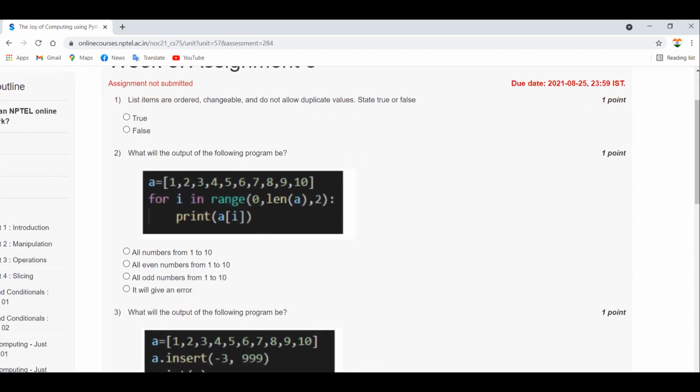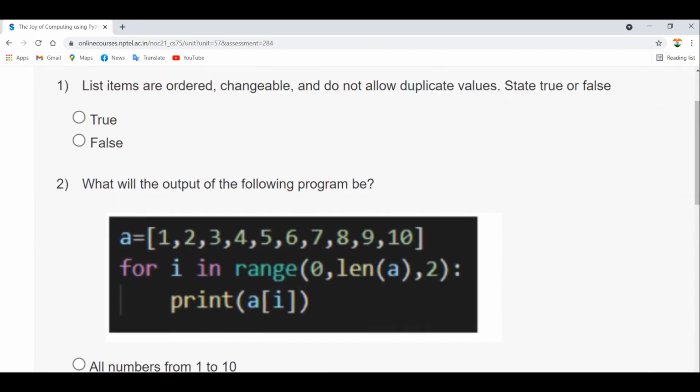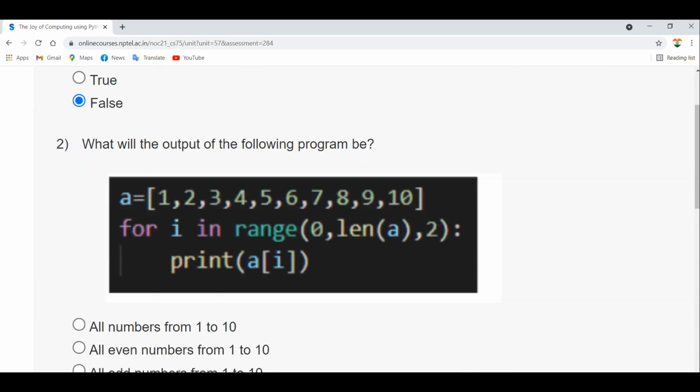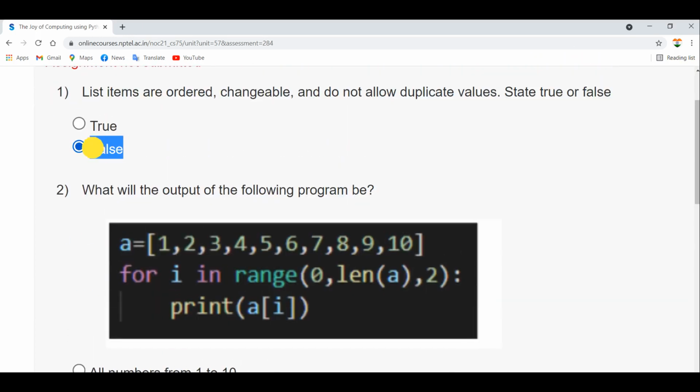Question number 1. Let's zoom first. Question number 1 answer is false.